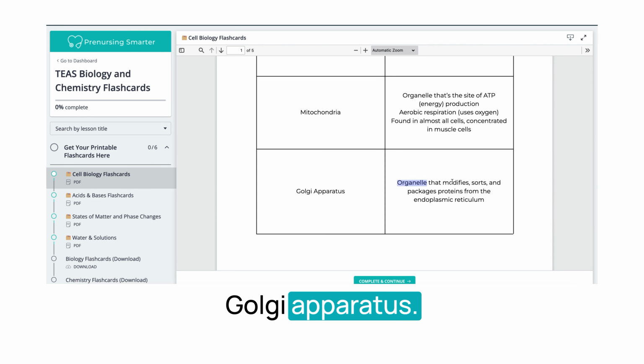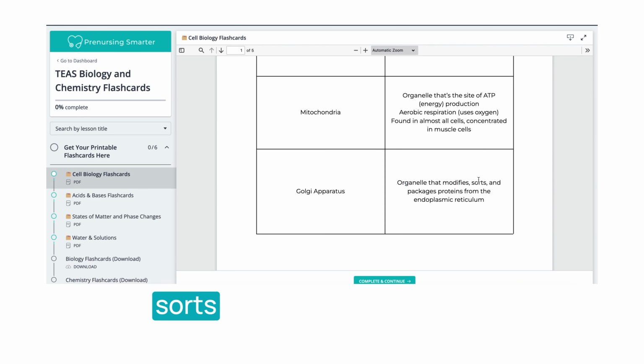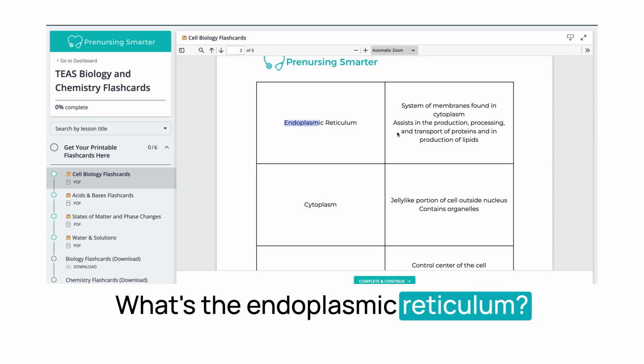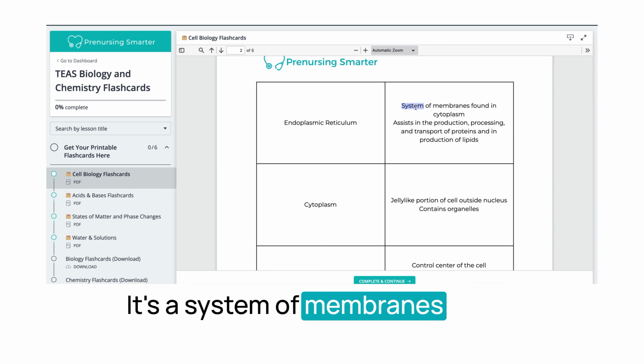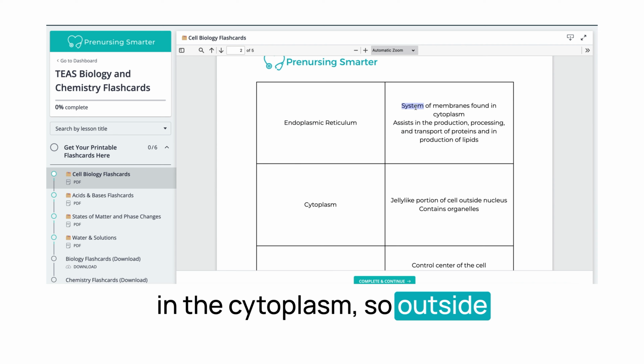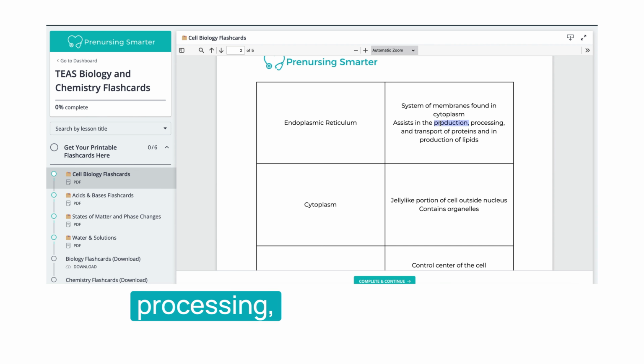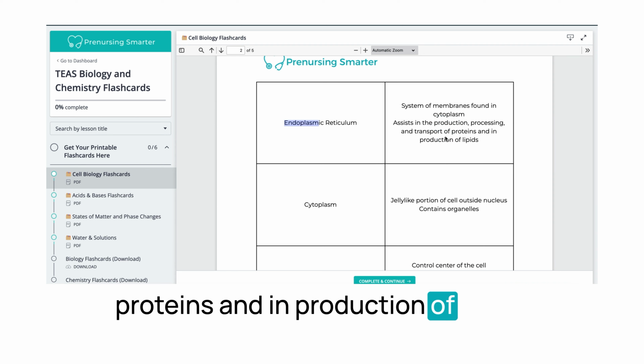Golgi apparatus. This is an organelle that modifies, sorts, and packages proteins from the endoplasmic reticulum. What's the endoplasmic reticulum? It's a system of membranes found in the cytoplasm, so outside the nucleus of a eukaryotic cell. It assists in the production, processing, and transport of protein and in production of lipids.